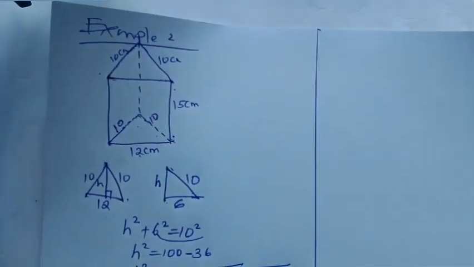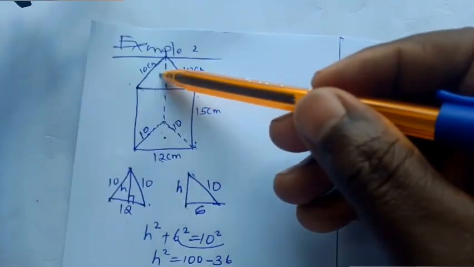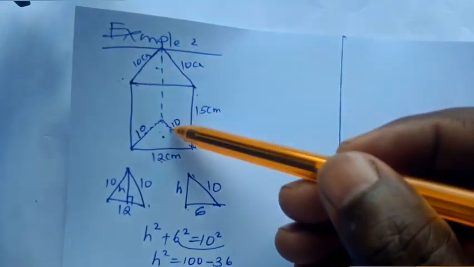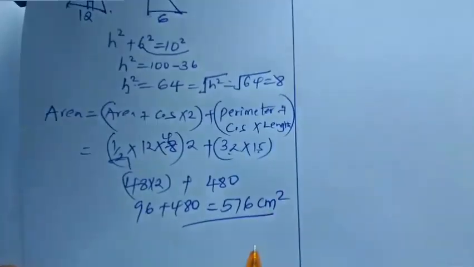figure. Now use the other method, calculate the area of this, add the area of this rectangle, and the area of this rectangle, and you will confirm that the area is the same as this.